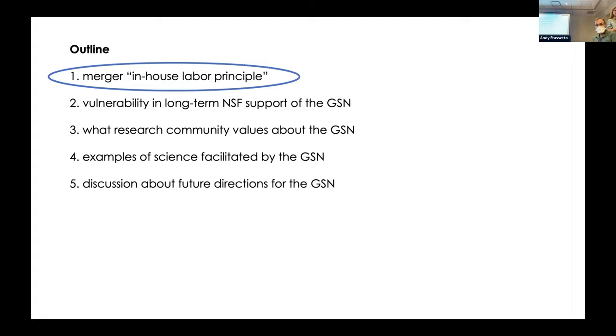A major goal of focusing on in-house labor is to achieve greater flexibility and efficiency with the specialization of the staff. So as you heard from Andy, 40 of the GSN stations are operated by the IDA group at UC San Diego. They've operated these stations very successfully for a long period of time, and they do so under a subaward from IRIS. So the in-house labor principle potentially has implications for how those 40 GSN stations will be operated going forward. And my understanding is that discussions are underway to figure out how best to reconcile IDA's long history of successful operation of those stations with the new EarthScope in-house labor subaward principle.